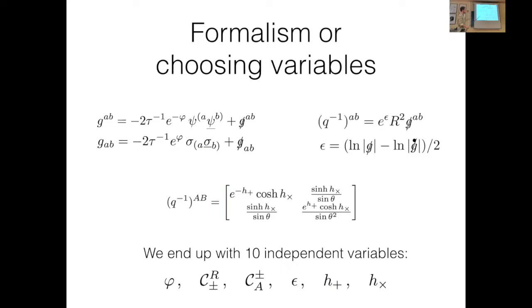So I'm going to just leave it at that and say the most important thing, which is that we end up with 10 independent variables. That's varphi, c plus minus r that are defined in the null vector fields, c plus minus a in the covector fields, epsilon from there that comes from the determinant of g slash, h plus and h cross from the conformal angular metric.